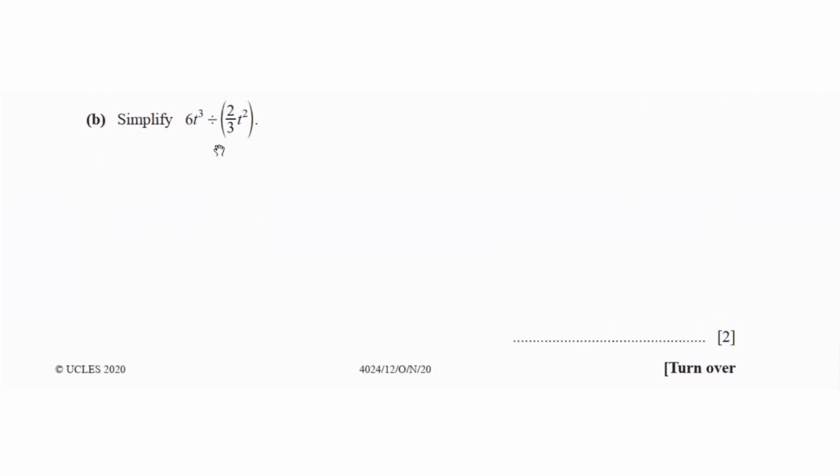Then it says simplify 6t cubed divided by 2 over 3t square. It's going to be 6t cubed times 3 over 2t square. Now what we did was, since we're dividing a whole number by a fraction, I took the reciprocal of the fraction, and that means we're swapping the numerator with the denominator, and division becomes multiplication. But what most kids do is that they forget to take the t square with 2 in the denominator. They keep the t square in the numerator, and then it's 3t squared over 2, which would give the incorrect answer.